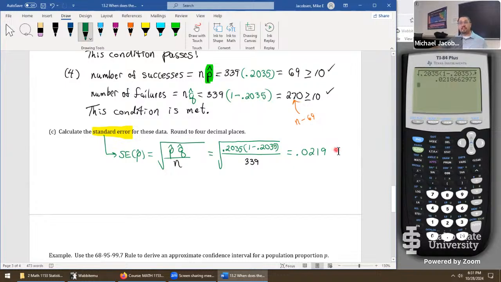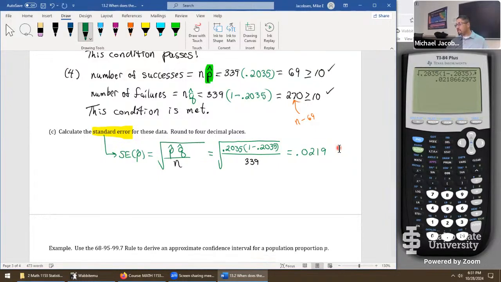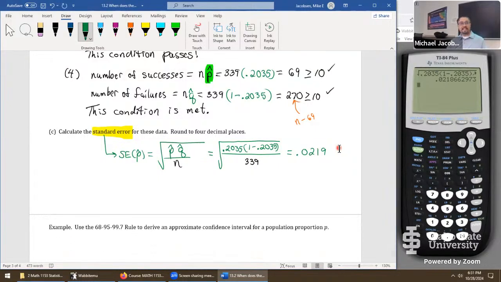Well, we got it, folks. That's the standard error. You might be wondering, why are we calculating the standard error on these notes if it just ends right at the step? It's because once you get the 68, 95, 99.7 rule going, and you're working with the standard error, we're ready to derive an actual confidence interval for the unknown population proportion P.